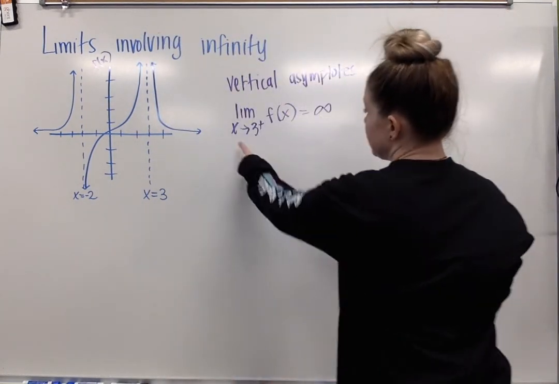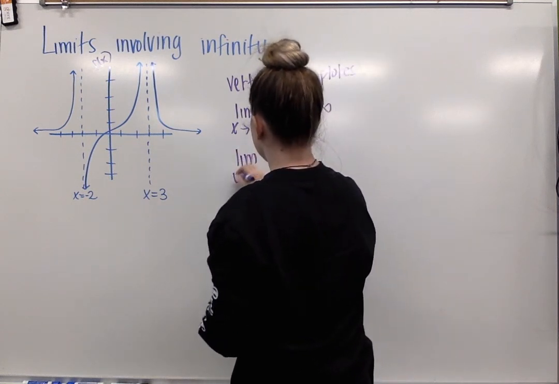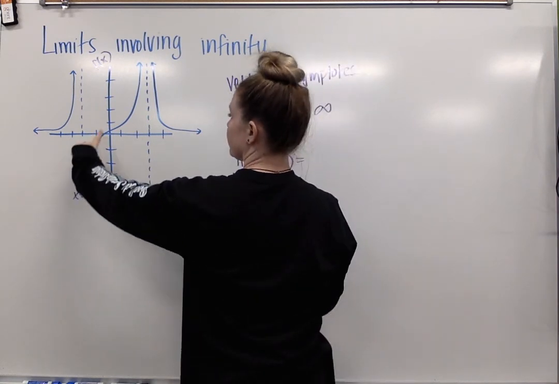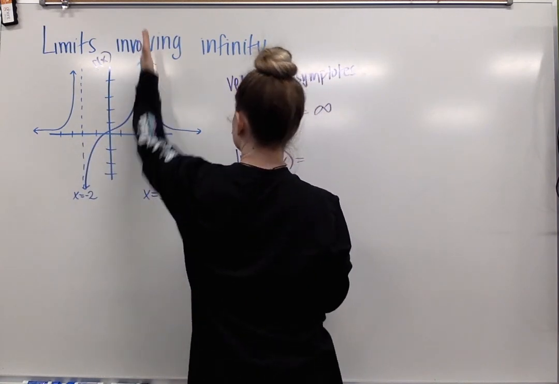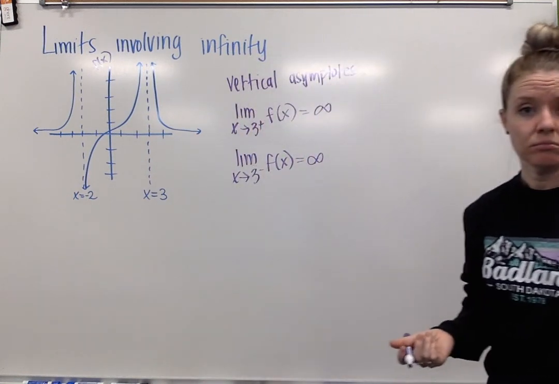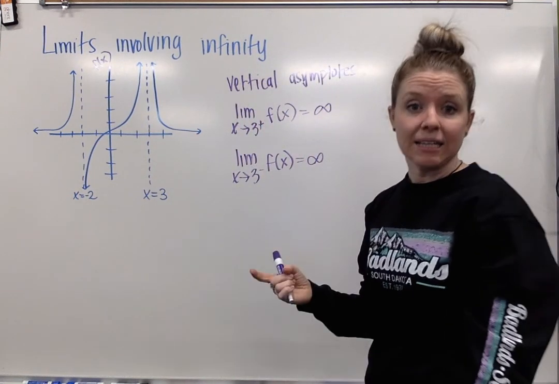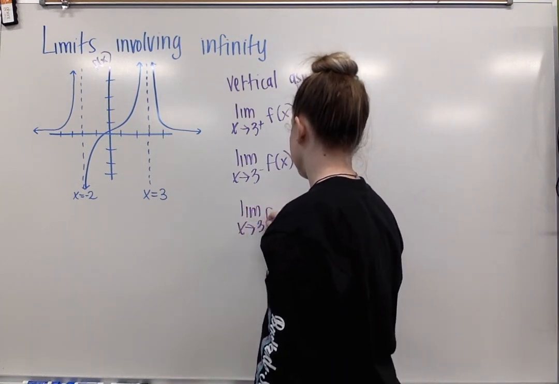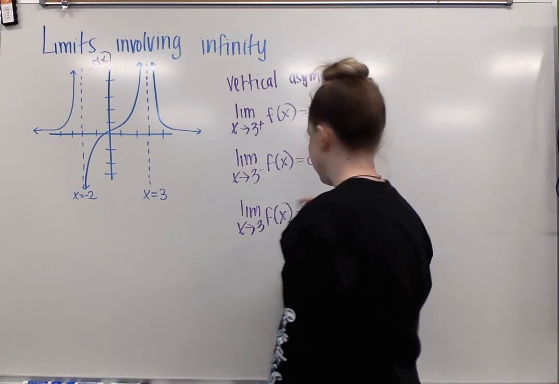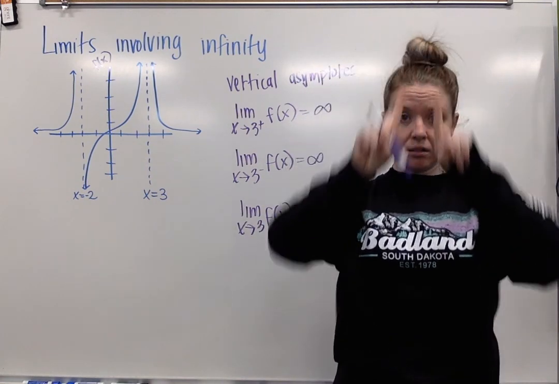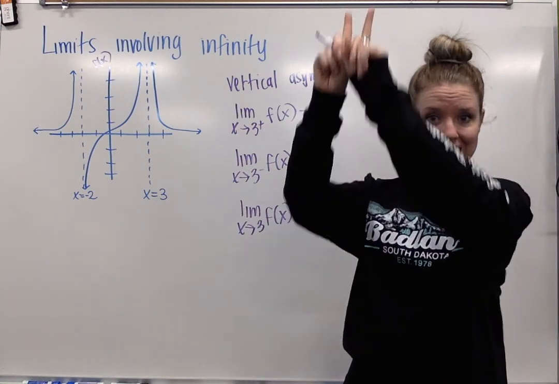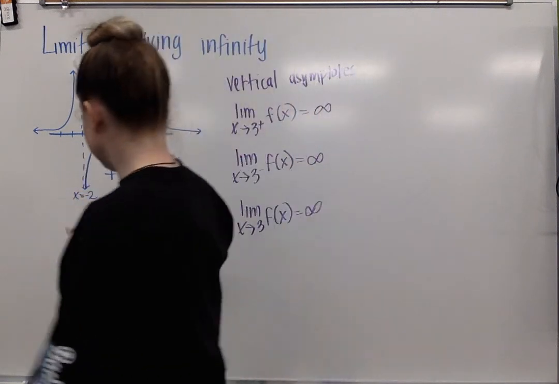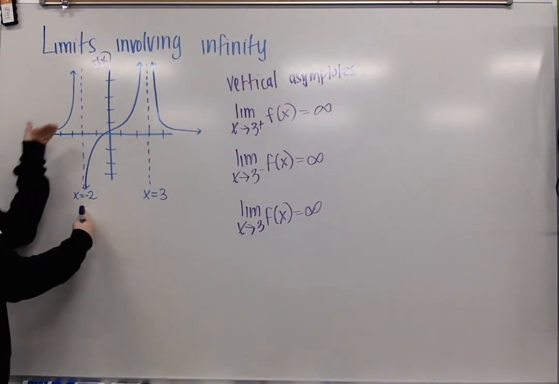Cool. Same thing is true if I were to say the limit as x approaches 3 from the left. So as I get closer and closer to 3 from the left, I'm still approaching infinity. So the left side and the right side limits exist. So I would say the limit as x approaches 3 is infinity. Both of those pieces right there are going to infinity. Okay.